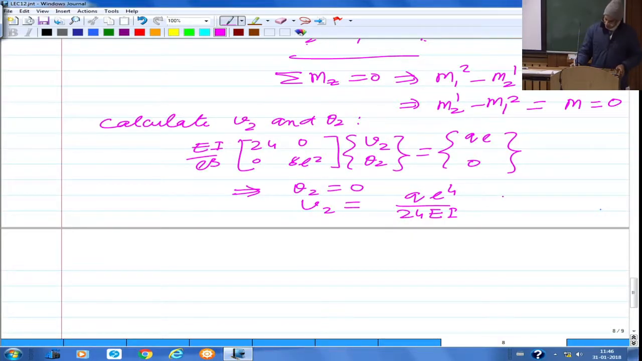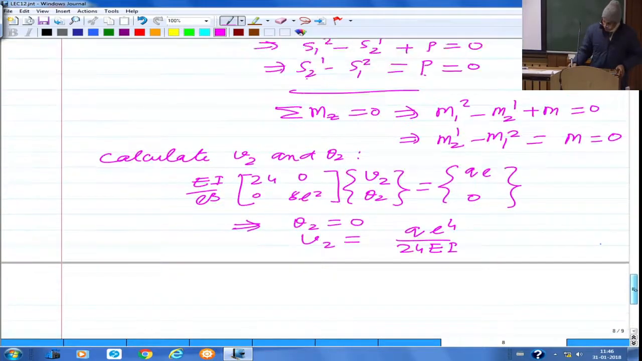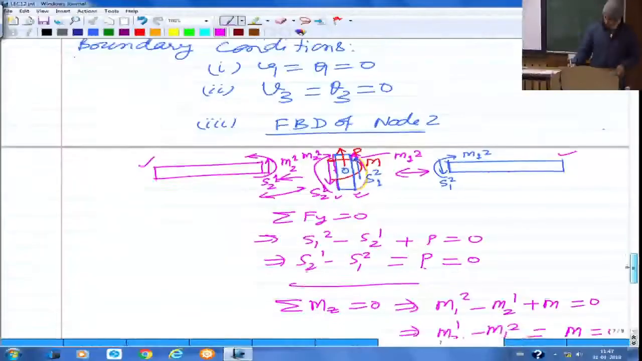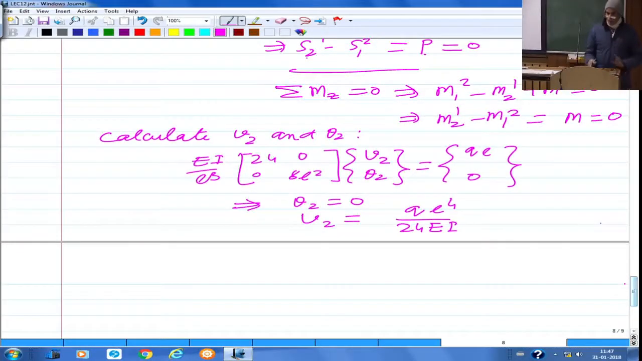Once you have done this, then you take the first equation and you can work out the values of the shear force and bending moment. Just put in the values: V1 and theta 1 are already 0, V2 you got, theta 2 is 0. You put them in the first equation, which is nothing but the first row of the stiffness matrix multiplied by this, equal to this plus this. So you can calculate that way. This is how you get the solution for the element, all the primary variables, and then you can do the calculation for the secondary variables.